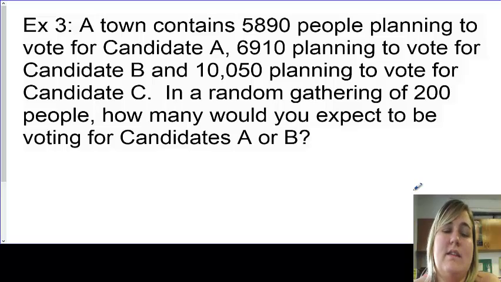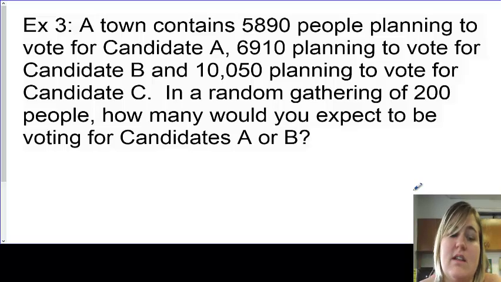A town contains 5,890 people planning to vote for candidate A, 6,910 people to vote for candidate B, and 10,050 people planning to vote for candidate C. In a random gathering of 200 people, how many would you expect to be voting for candidates A or B?